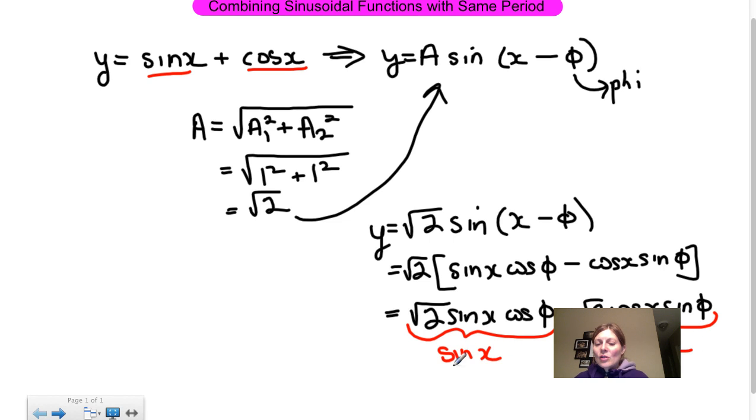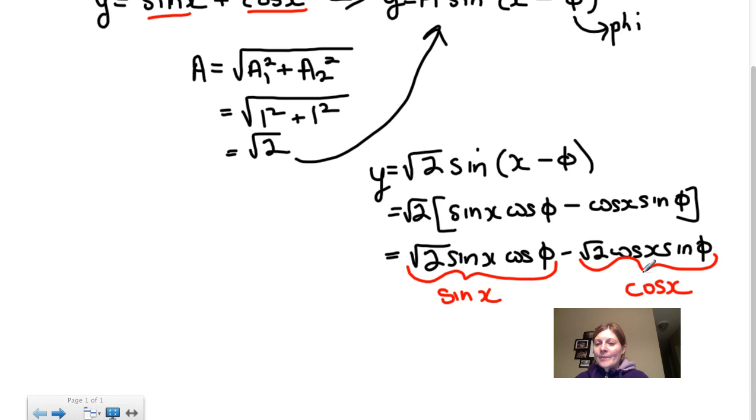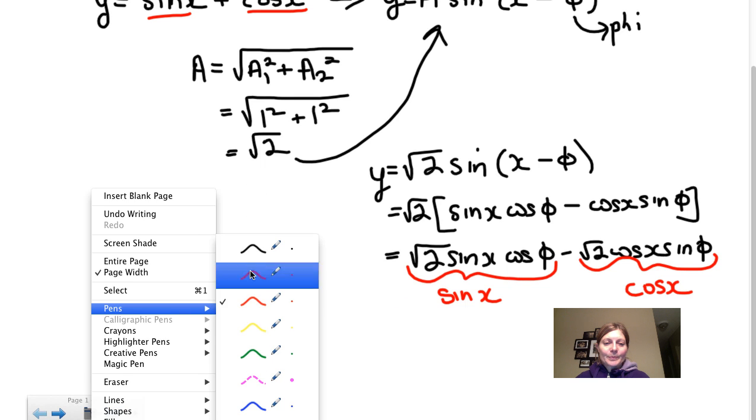Now, I chose this one as sine x because it matches up here, and what's eventually going to happen is they'll be able to cancel each other out. And cos x there. Sometimes the cos x would come first, sometimes the sine x would come first. It all depends on what the equation is that we're talking about.